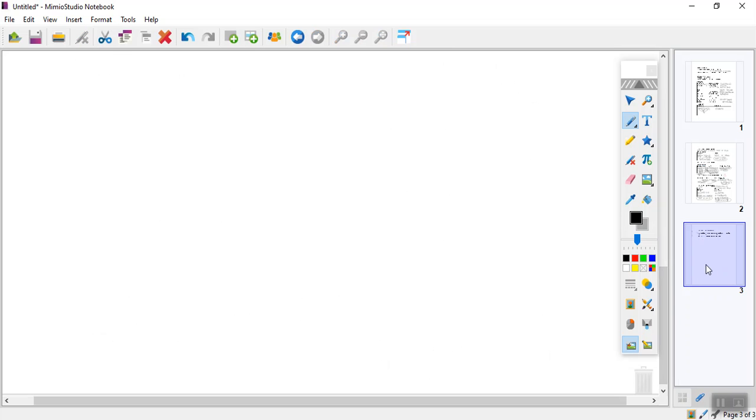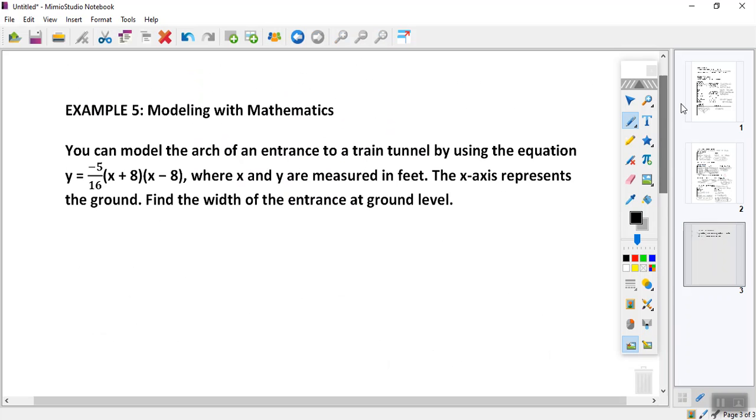All right, friends. Last example. This is kind of a neat one. It says you can model the arch of an entrance to a train tunnel by using the following equation. Y equals negative 5/16 times x plus 8 times x minus 8, where x and y are measured in feet. It says the x-axis represents what, kids?